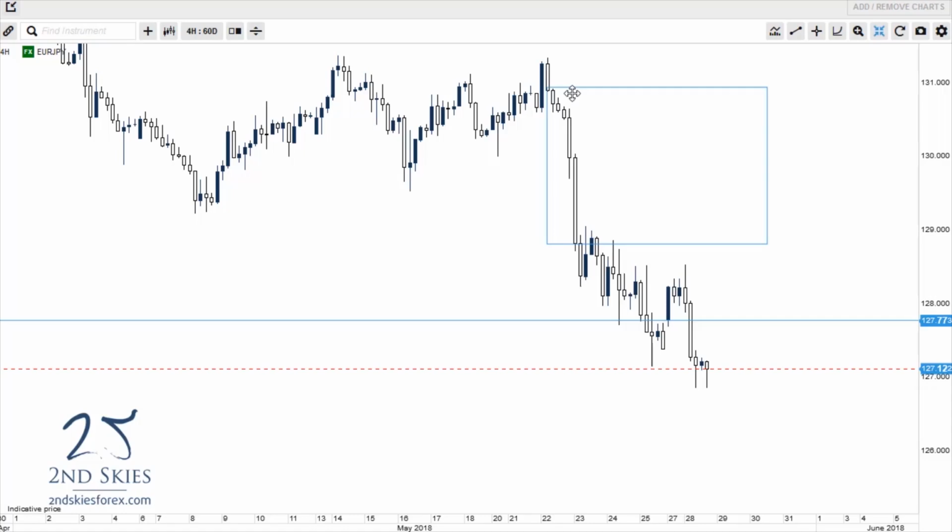Very straightforward. It doesn't even matter what time frame you're on. I literally just put it 5, 10, 15 pips below it, and that's it. It's a very small amount.